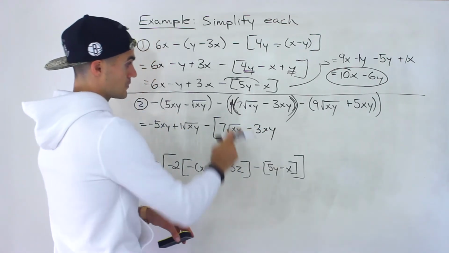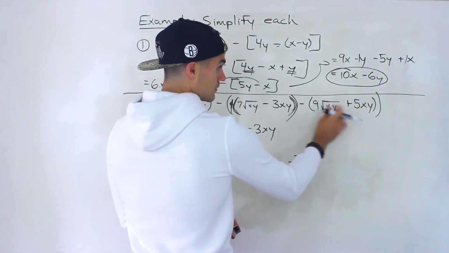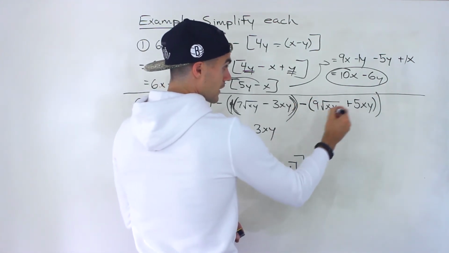Everything would stay the same. It's like we took positive 1, multiplied it by these. However, here, this negative in front of this bracket is going to change everything.